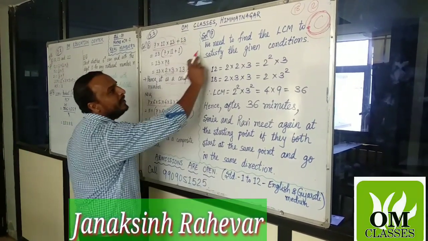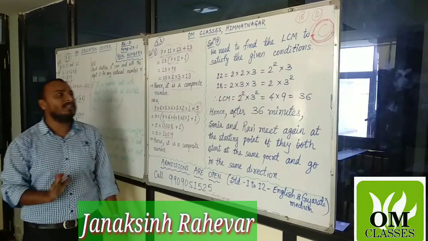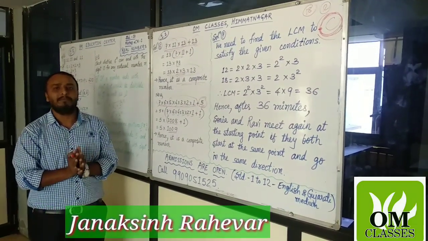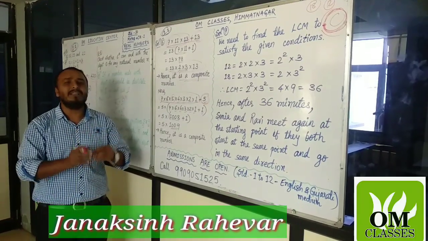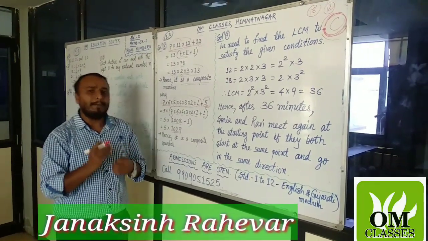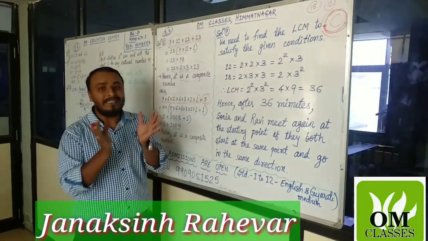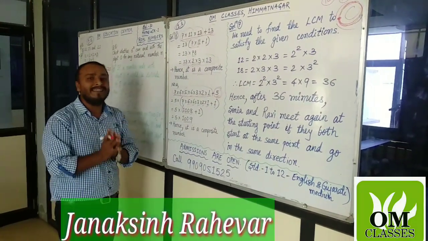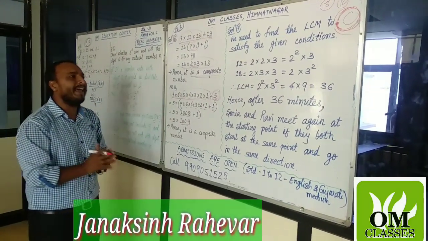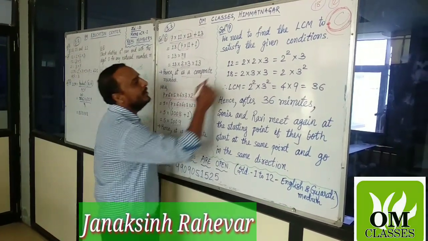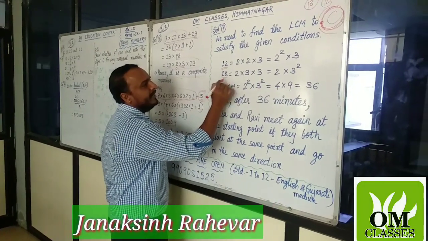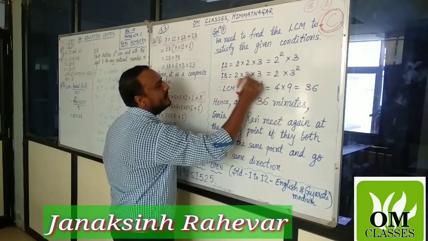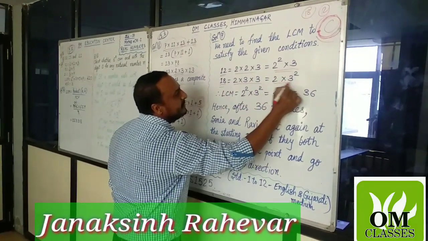So we need to find the LCM to satisfy the given condition. Why LCM? Because we have to find the least time. कितने टाइम में हो? 36 मिनट या 30 minutes, 40 minutes. After that they will keep on meeting. But what is the minimum time they will meet? So for minimum we need to find the least, and least is related to LCM, least common multiple. So what are the factors of 12 and 18? 2 2s are 4, 3 are 12; 2 3s are 6, 3 are 18. So these are the factors we can write this way also.